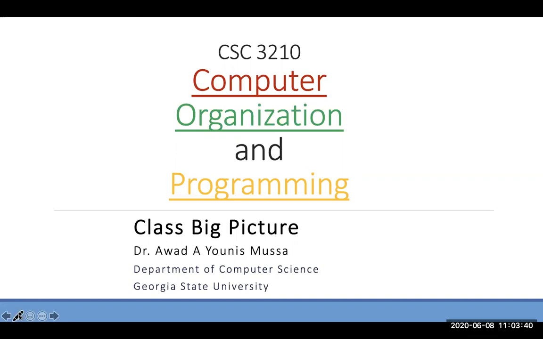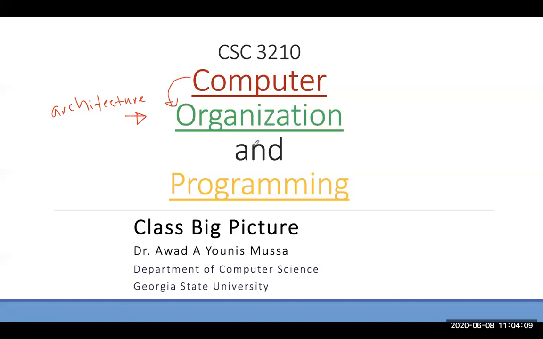Okay, so as I said in the syllabus, the outcome of this class, or the main idea, is that you understand the organization of the computer. Organization, sometimes they call it architecture. They both mean the same thing. For some scholars, organization and architecture are not the same, but the majority believe they are. So we will understand how a computer is organized.